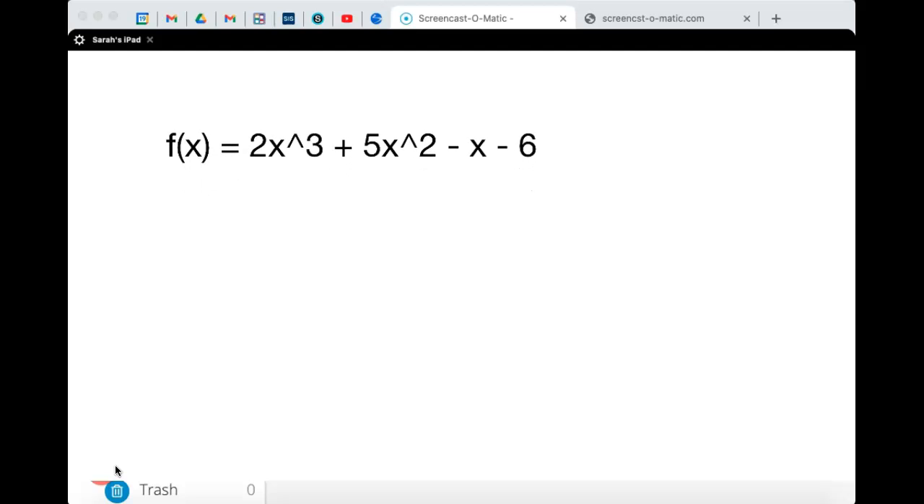Here's our next one. So unfortunately, it's not in factored form. They will ask you to write it in factored form, so we're going to have to do that. We can figure out the degree and the coefficient first so we know the shape of the end behavior of the graph.